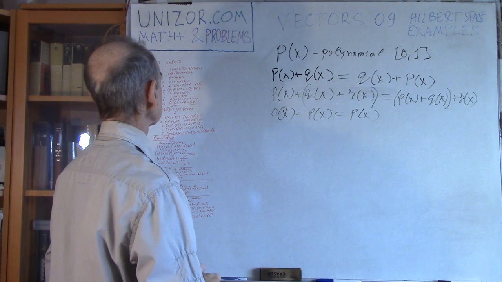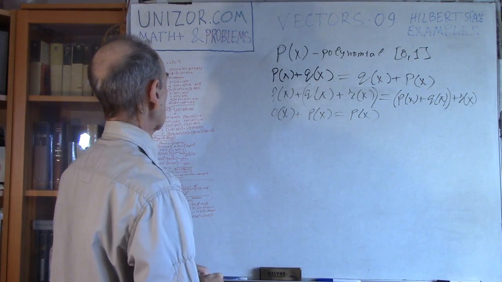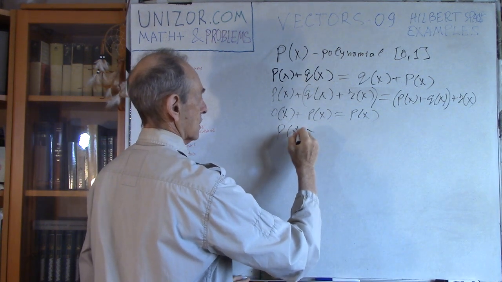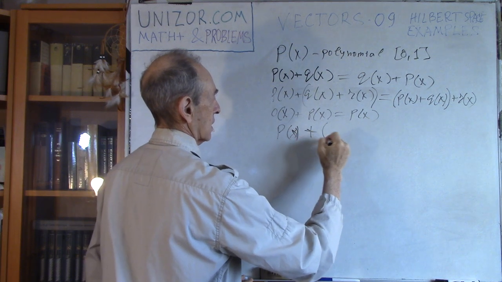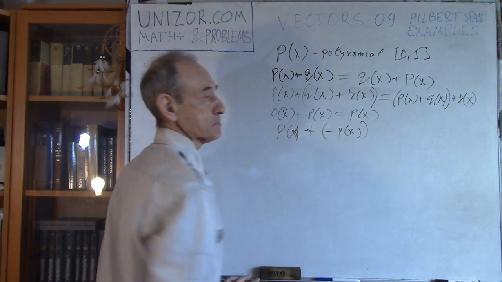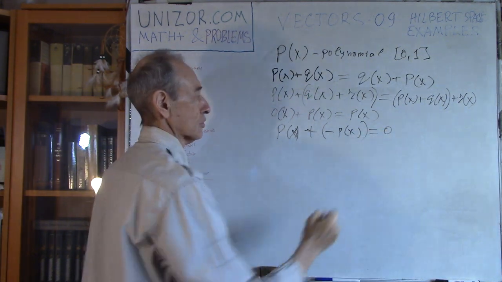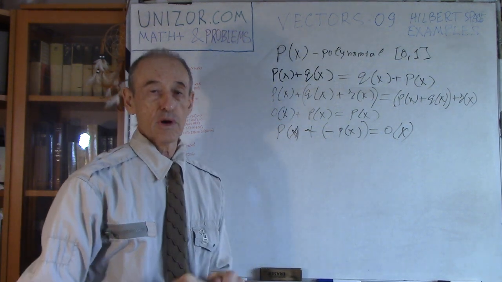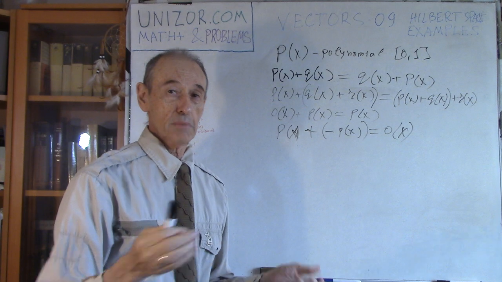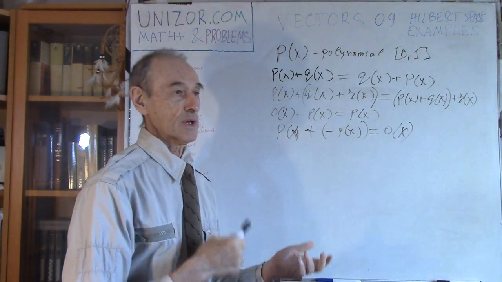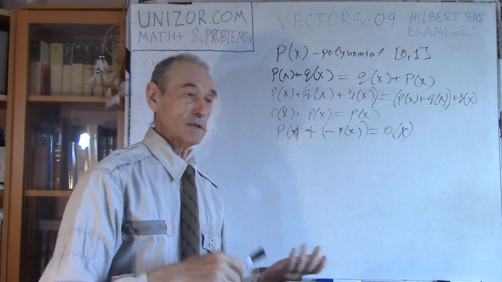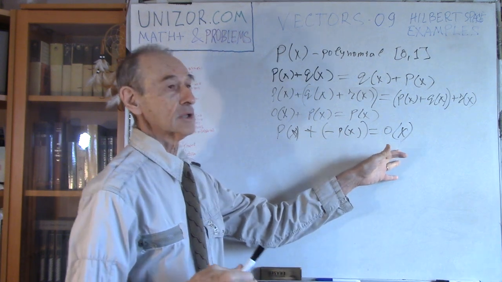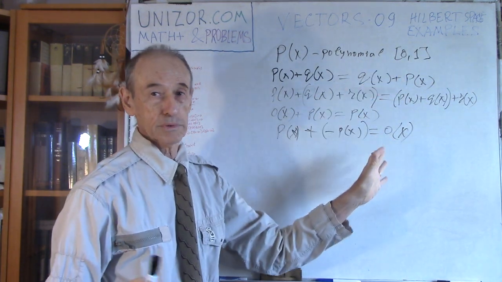And obviously, if you add it to any other polynomial, it will not change that polynomial. Okay, great. Now, is there an opposite to a polynomial? P of x plus minus p of x. Is there a minus p of x such that the sum is equal to the zero polynomial? Yes, obviously. For a polynomial 2x squared, it's minus 2x squared. For 2x squared plus 3x plus 1, it's minus 2x squared minus 3x minus 1. If you add them together, you will have a polynomial which is equal to zero at any point.